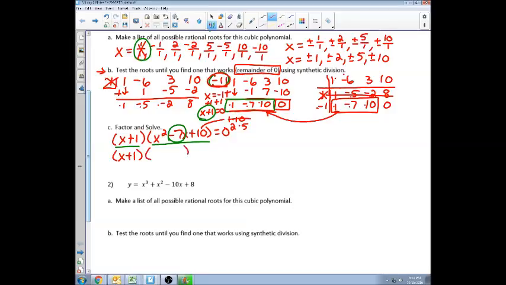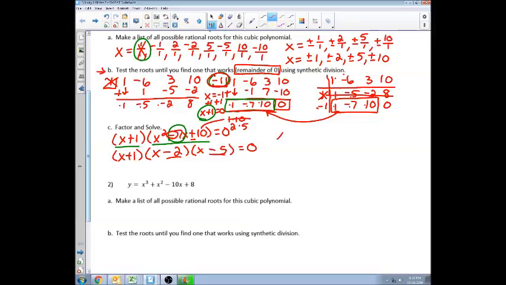So I'm going to set up 2 sets of parentheses. Okay? My sign in the back is positive. My sign in the front is negative. So both my signs will be negative. The first blank is filled in with x. The second blank is filled in with a 2 and a 5, because negative 2 plus negative 5 would get me negative 7. Okay? Now that I have it factored, how do I solve?